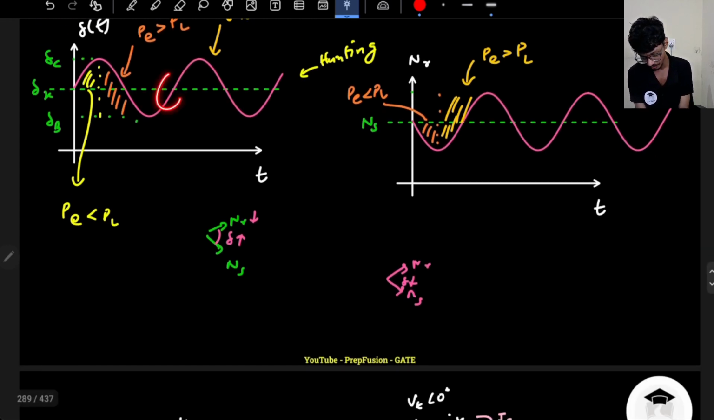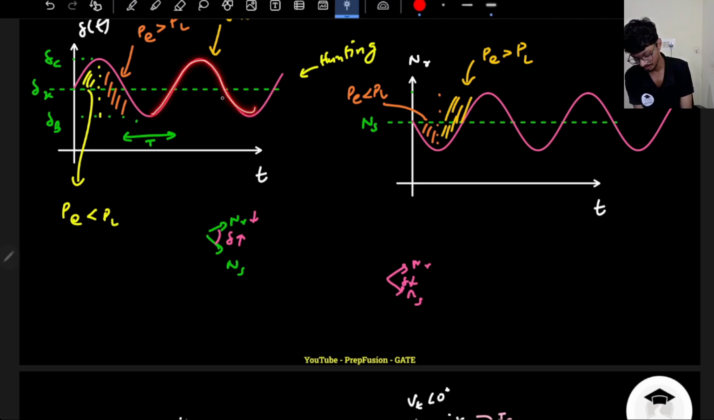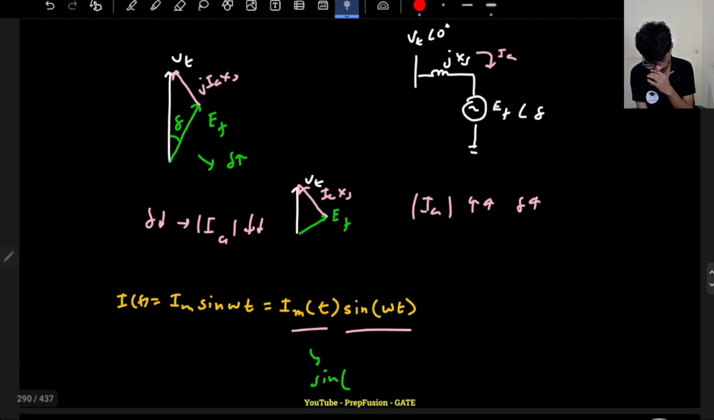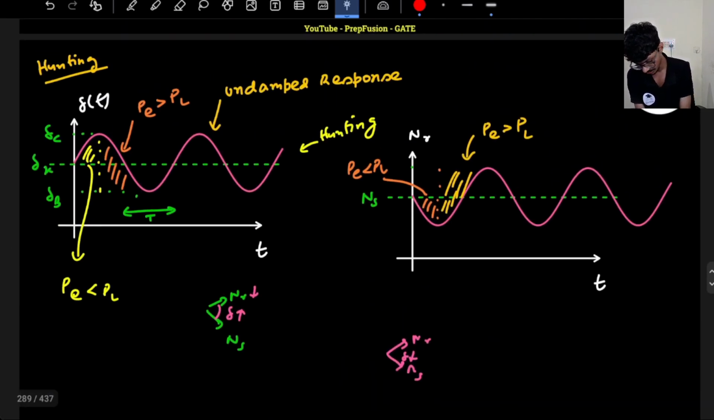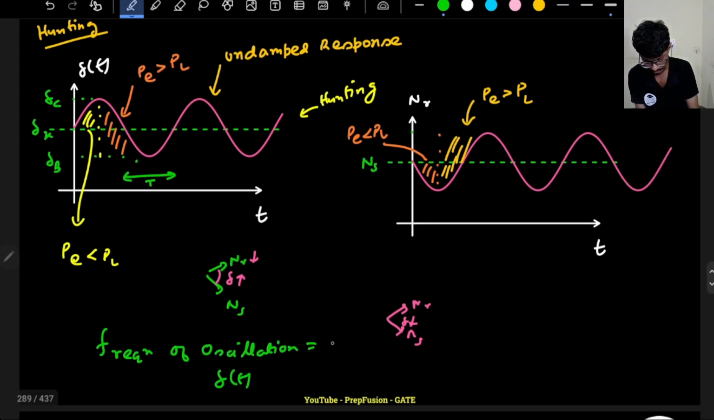So yeah, you can calculate the frequency of oscillation because they can ask a numerical question. What they will do is they will give you this time period. So in one time period, how many times am I coming back? Only once. But in case of a current, what will happen? If this time period is T, what is the frequency of oscillation? So the frequency of oscillation here for the delta graph, f of delta, will be 1 by capital T.